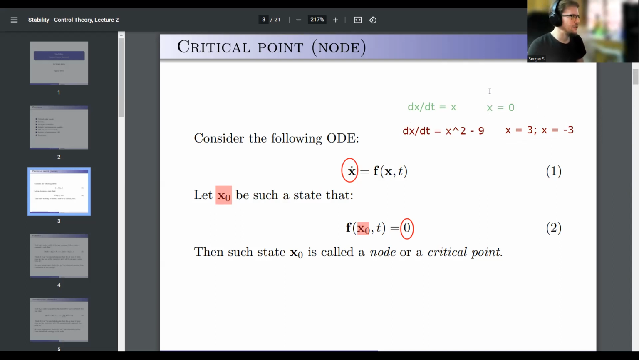So you can see that those are examples of nodes. And it doesn't have to be so simple, like, for example, dx/dt equals cosine x. That would also have a node. By the way, what would be the node for this?